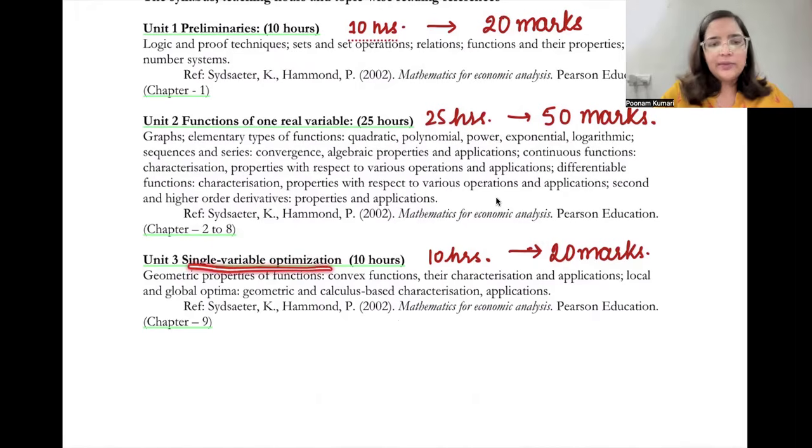So this entire thing will be talking about one variable, and then in later courses we'll be talking about how to do optimization when there are multiple variables, okay. And the reference for this will be chapter number 9 from your same book, Sitzeter and Hammond, Mathematics for Economic Analysis. Okay, so there's no confusion in terms of the syllabus. Straightforward, chapter number 1 to chapter number 9 in its entirety you have to do.